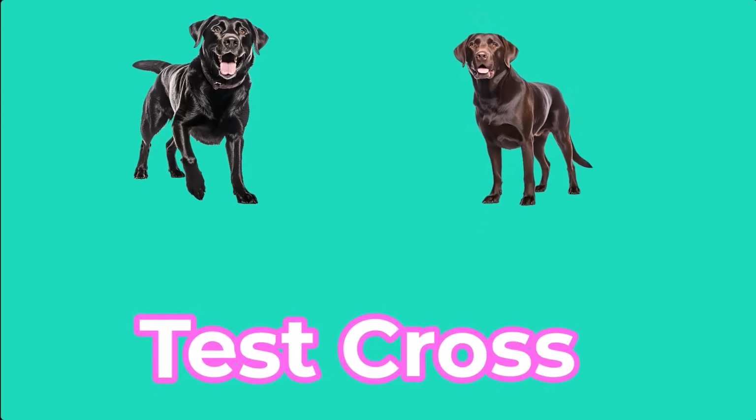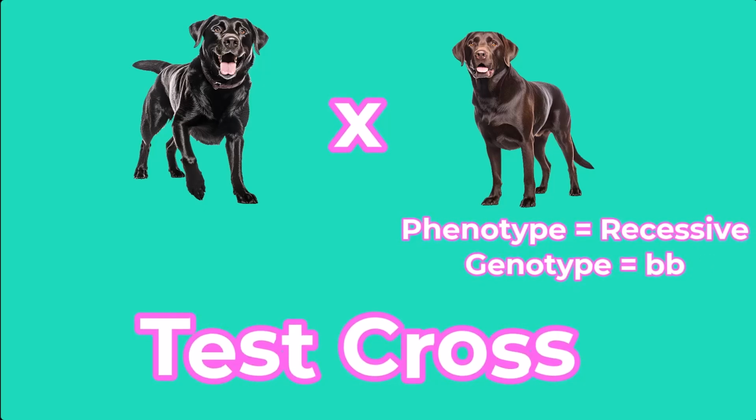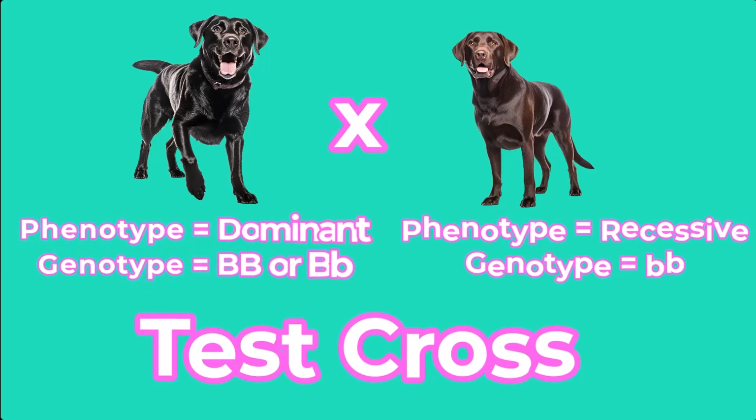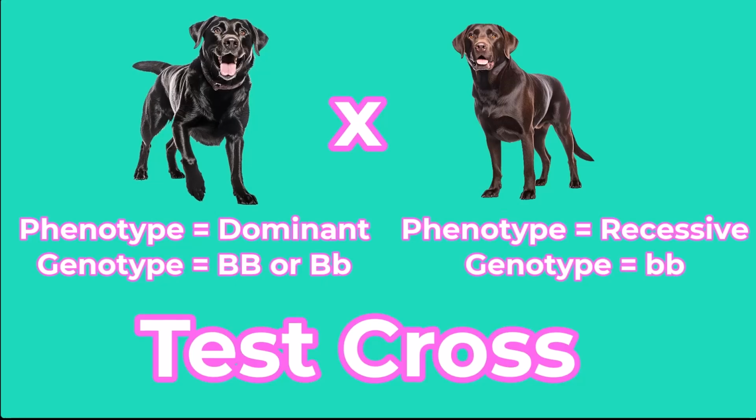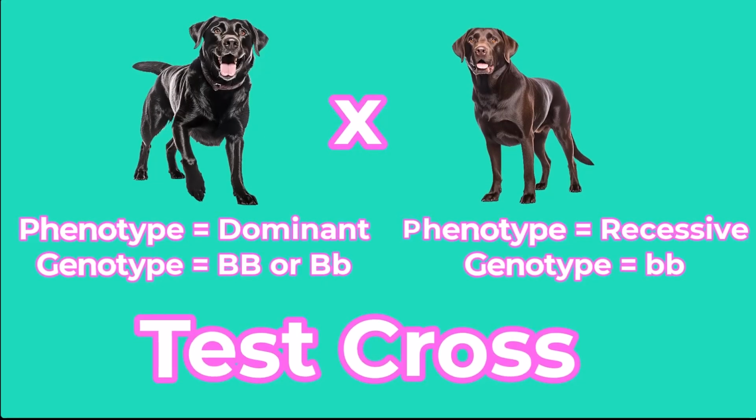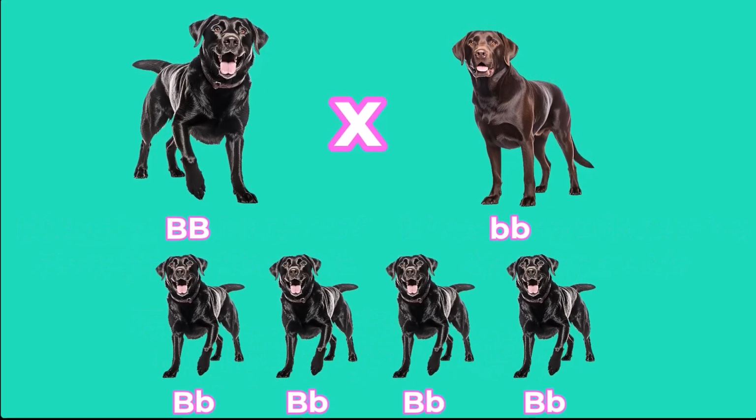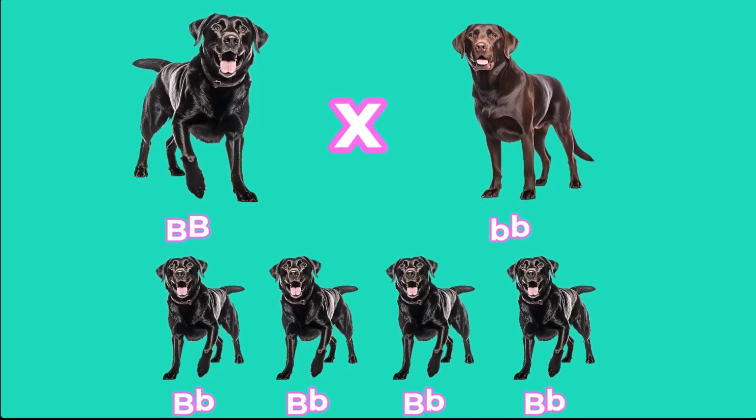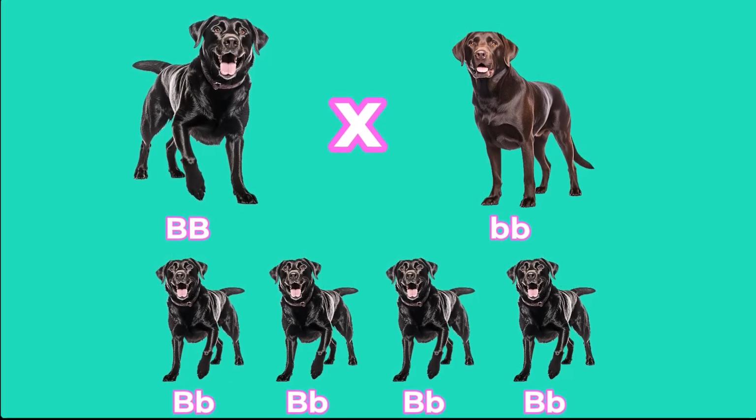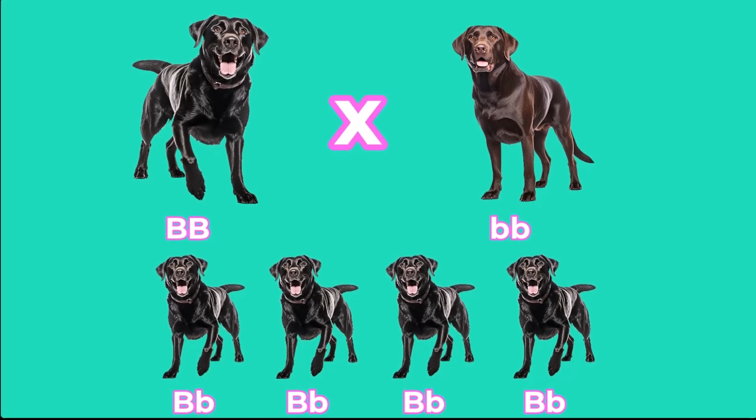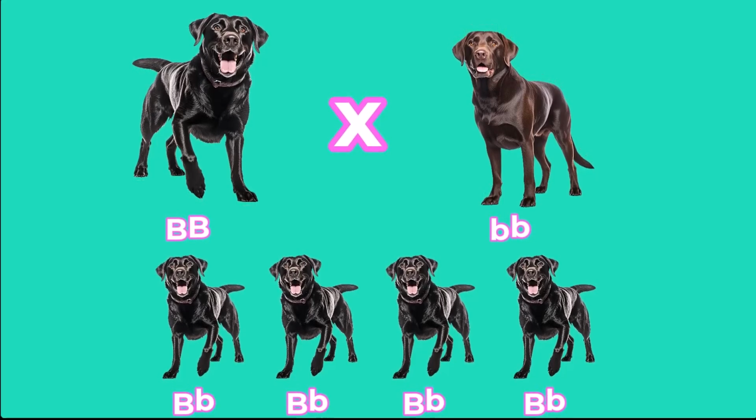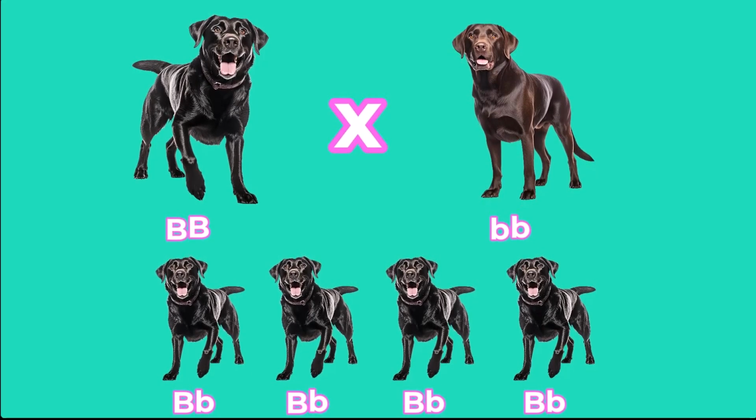To determine your dog's genotype, you could perform a test cross, which is a mating between an individual of a dominant phenotype but an unknown genotype, and a homozygous recessive individual. In this case, a homozygous recessive chocolate lab. If the black lab's parent's genotype is homozygous dominant, we would expect all of the offspring to be black, because a cross between genotypes homozygous dominant and homozygous recessive can only produce heterozygous offspring, showing the dominant trait.